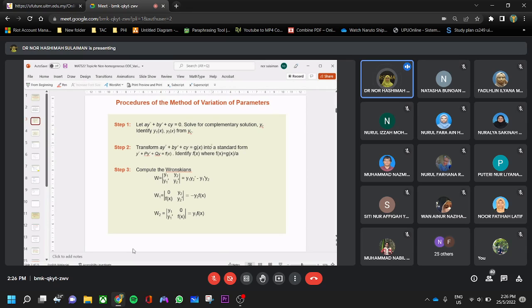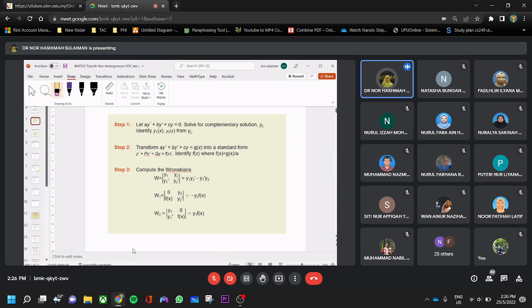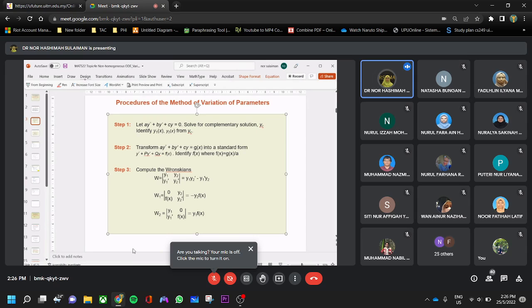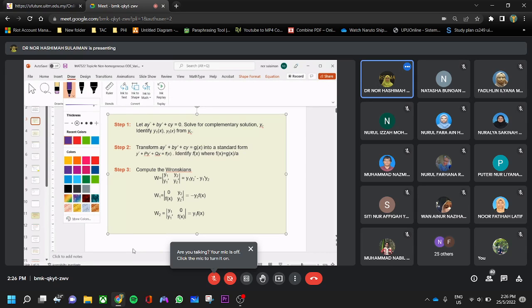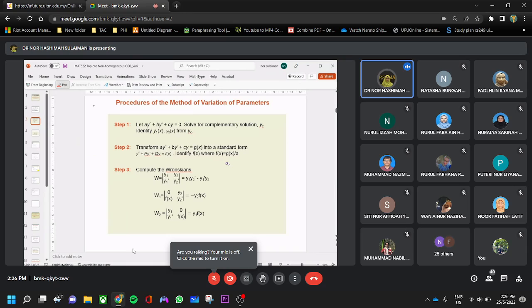We have ay double prime. Let me just write it down so that you can follow what I'm trying to highlight here. a y double prime plus b y prime plus c y equals g of x. This one is not in standard form because the coefficient of the term with the highest derivative kat sini adalah a, bukan 1.